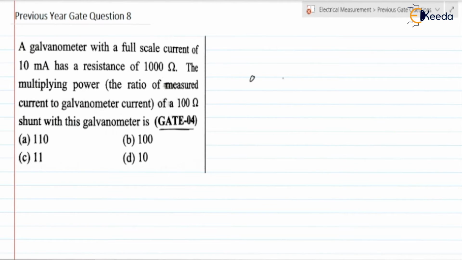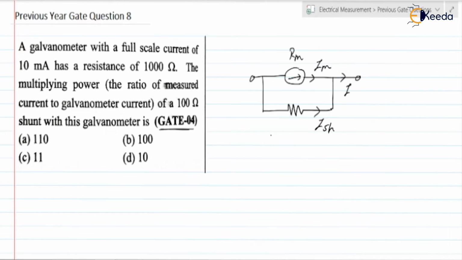So we have the circuit like this. Here is the basic meter, and across this meter we have connected a shunt resistance. Suppose this current is I, this current is ISH, here we have RM and this current is Im, and suppose this is RSH. It is given that RM is equal to 1000 ohm.